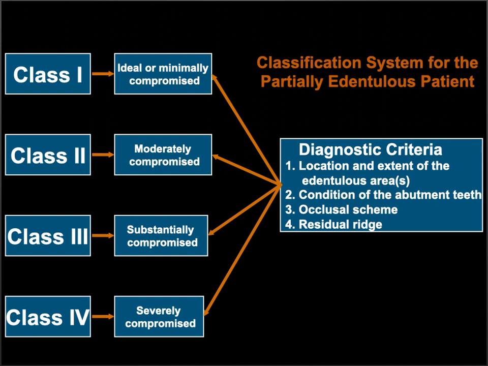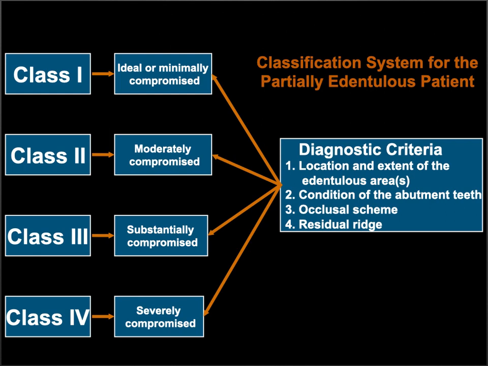So this classification is divided into 4 different criteria, from class 1 to class 4. Class 1 is more ideal or has minimum compromise. Class 4 is the most severely compromised cases. So as you can see, from class 1 to class 4, the difficulty increases.